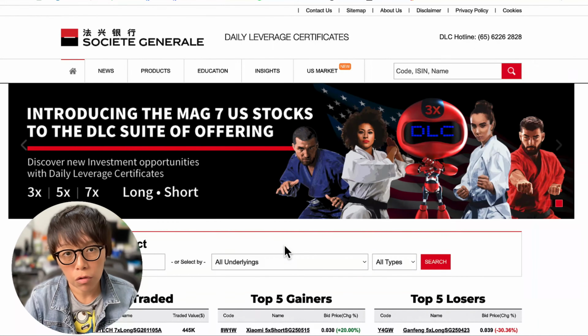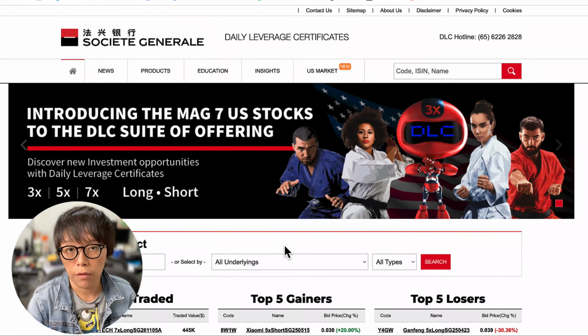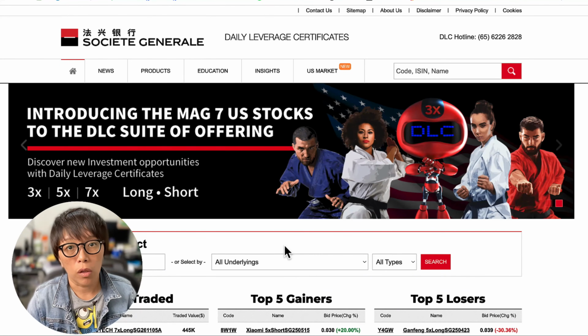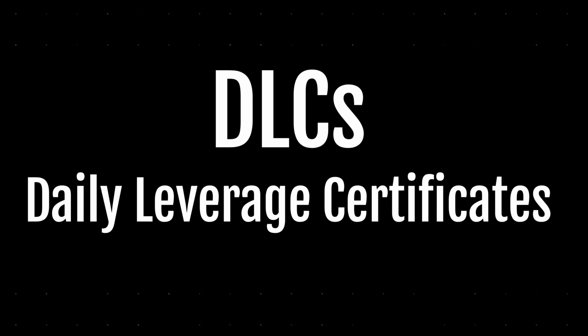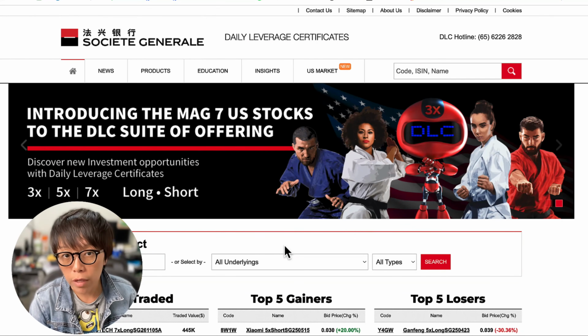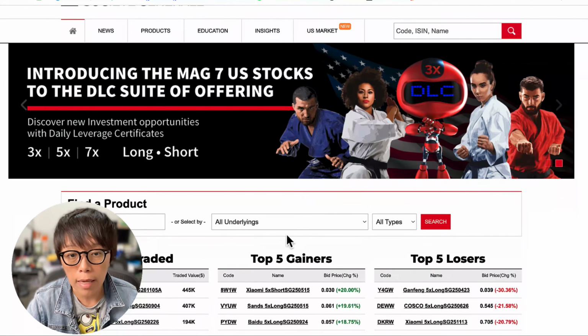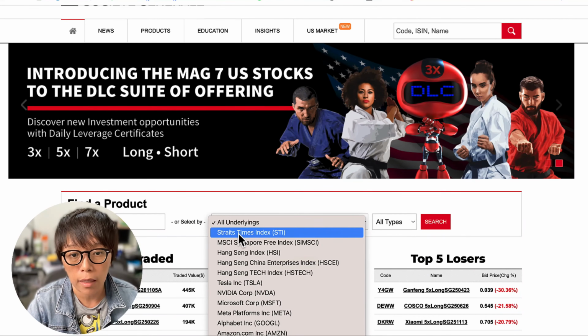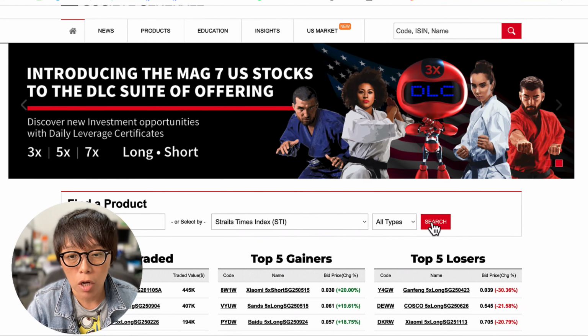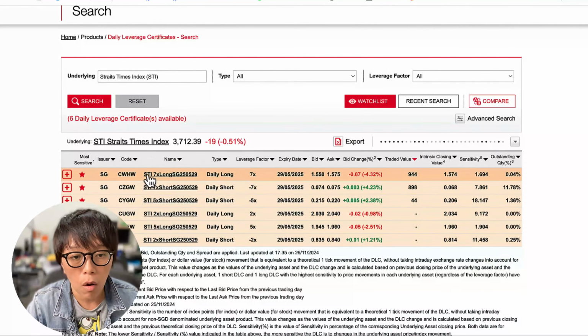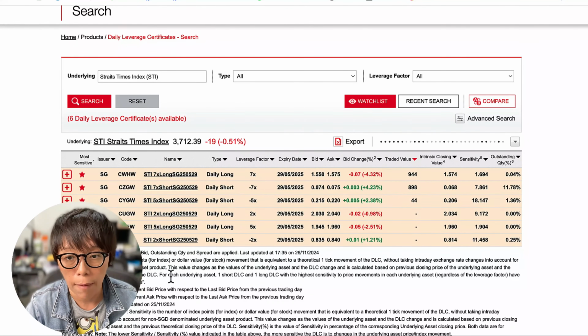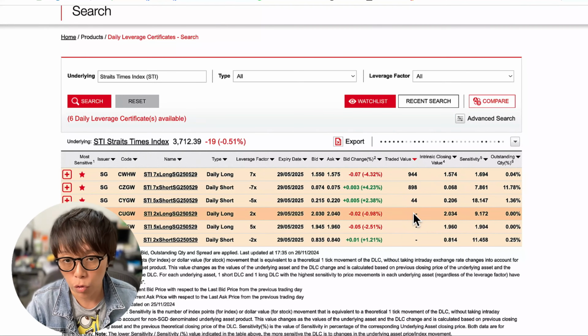If you would like to do some short-term trading based on the price levels identified, then traders might want to explore DLCs, which is daily leverage certificates. Now note that as with all trading instruments, DLCs have their own risk. Do understand whether this is a suitable instrument for you. Now I'm at the SocGen DLC page. To get into STI, go to all underlyings and then click on Straits Times Index, then search under all type. So here you're going to get all the different DLC contracts of STI. You find that they are quite well traded here because they have volumes every day.